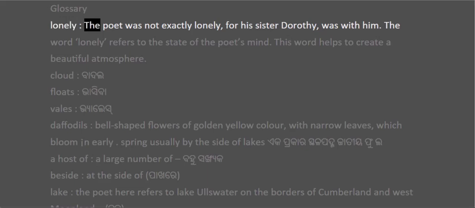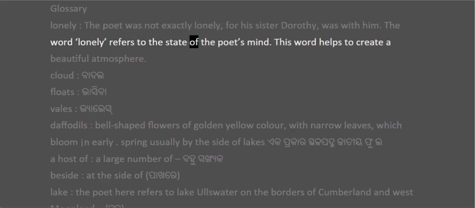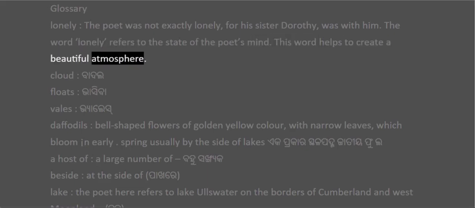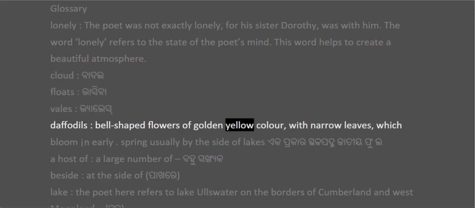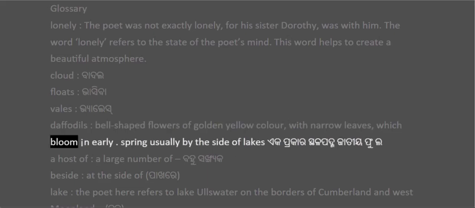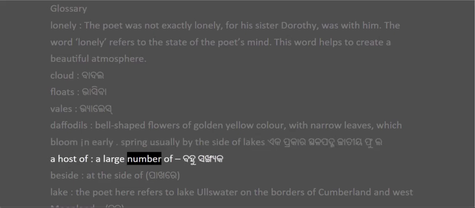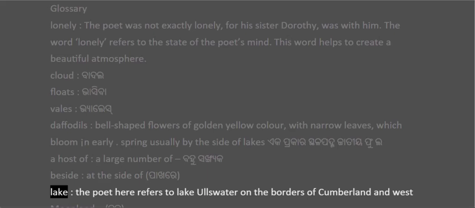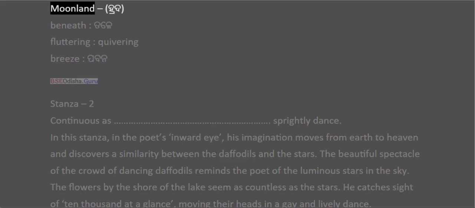Glossary. Lonely. The poet was not exactly lonely, for his sister Dorothy was with him. The word lonely refers to the state of the poet's mind. This word helps to create a beautiful atmosphere. Cloud, floats, vales, daffodils: bell-shaped flowers of golden yellow color, with narrow leaves, which bloom in early spring, usually by the side of lakes. A host of: a large number of. Beside: at the side of. Lake: the poet here refers to Lake Ullswater on the borders of Cumberland and Westmoreland. Beneath, fluttering, quivering, breeze.